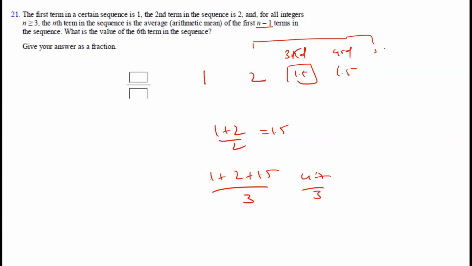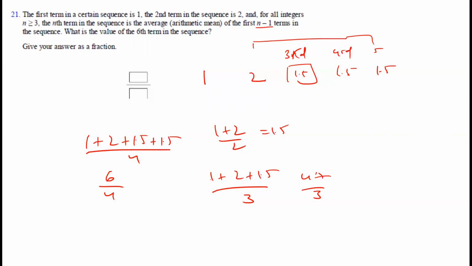The fifth term would be 1 plus 2 plus 1.5 plus 1.5 divided by 4. So 1.5 plus 1.5 is 3. 3 plus 2 is 5. 5 plus 1 is 6. 6 divided by 4 is again 1.5. So there is a pattern that is emerging.